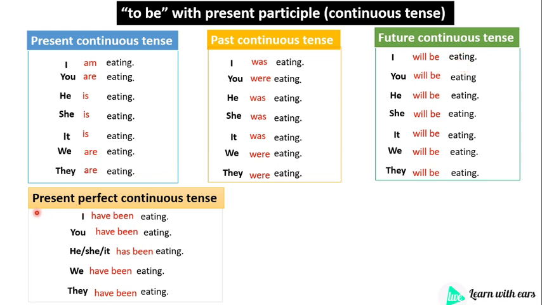Here, present perfect continuous tense. Here we use have been and has been. Has been we use with he, she, it, singular subjects. He has been eating, she has been eating, it has been eating.